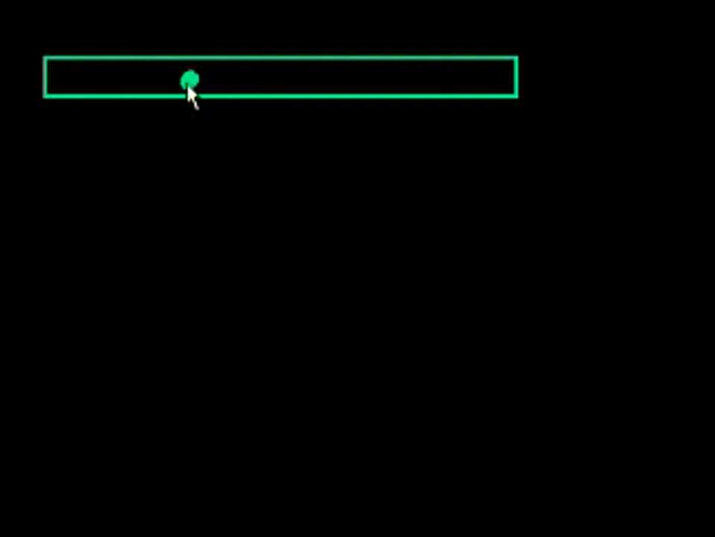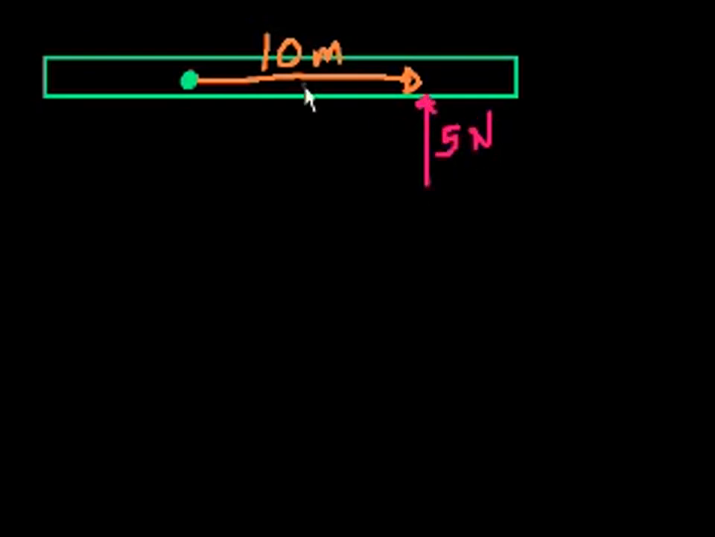Right, so it would rotate around that point. It's nailed to the wall or something. And let's say that I apply a force. Let's say this distance, the moment arm distance, right here is 10 meters, and I were to apply a force of 5 newtons perpendicular to the distance vector, or to the dimension of the moment arm. You could view it either way.